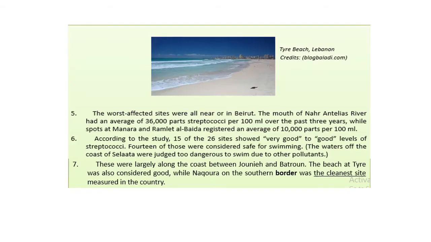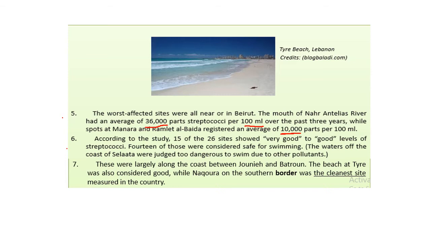Paragraph 5, the worst affected sites, the worst, the very bad, were all near or in Beirut. The mouth of Nahr Antelias, Antelias of course is an area in East Beirut, Antelias River, had an average of 36,000 parts. Guys, look at these numbers. Streptococci per 100, 36,000. While spots at Manara and Ramlet al-Baida registered an average of 10,000. Okay, these numbers are just astounding.